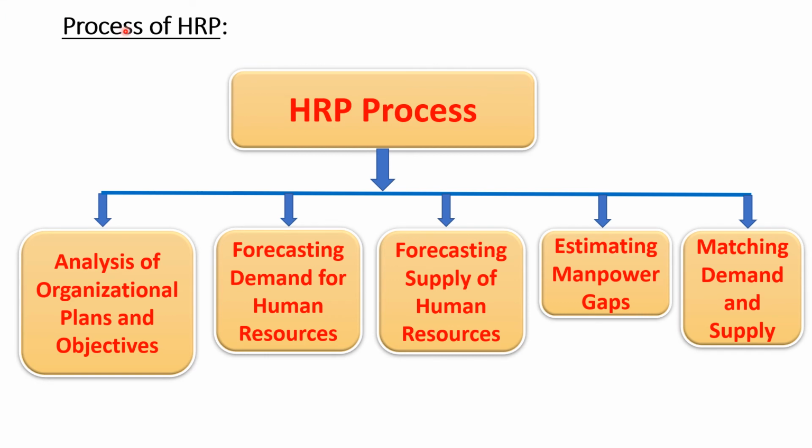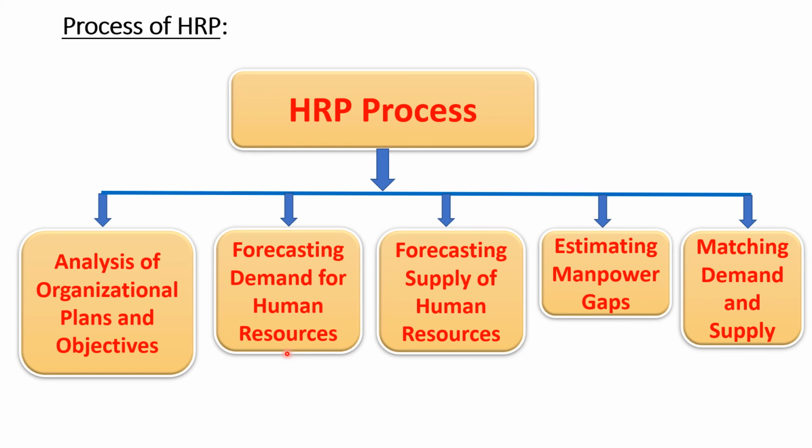Next is the process. So, what type of process is involved in human resource planning? First, our process is the analysis of organizational plans and objectives. So, firstly, we will study the organization's plans and objectives. So, plans relating to technology or production, marketing, finance, expansion, and diversification give an idea about the volume of future work activity. And the next stage is forecasting demand for human resources.